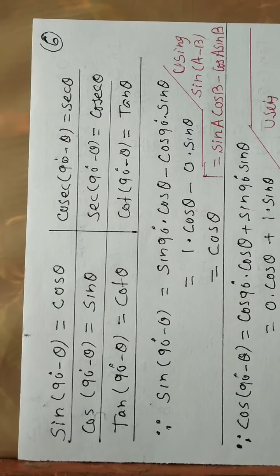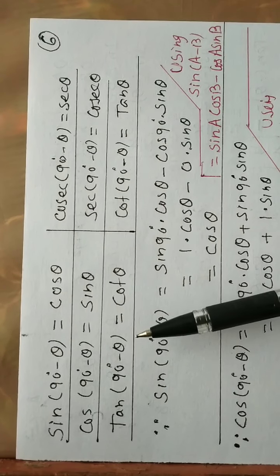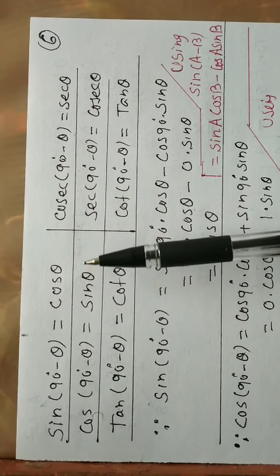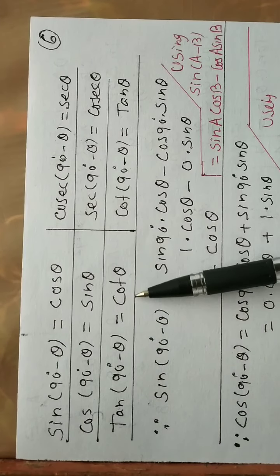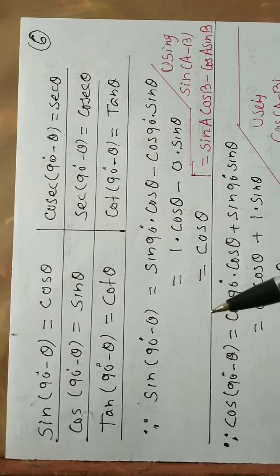Next. Now you know from class 10: sin 90 minus theta is cos theta, cos 90 minus theta is sin theta, tan 90 minus theta is cot theta, and likewise, you know this from class 10.